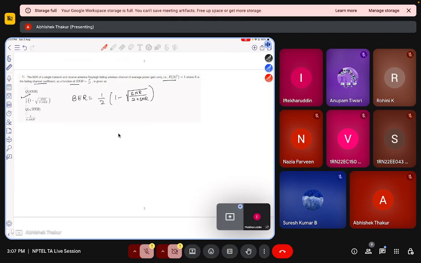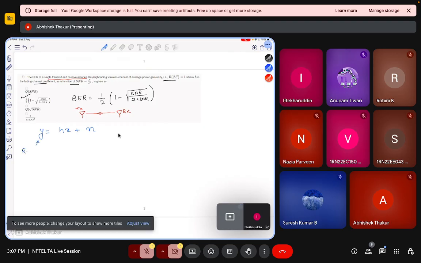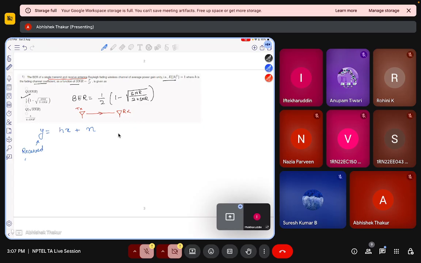So it is given, single transmit and receive antenna. So there will be one transmitter TX and there will be one receiver RX, and the transmitter will transmit a signal and the receiver will receive it. So in this, the received signal Y is given as Hx plus N. So Y is our received signal, X is our transmitted signal, and N is the noise.